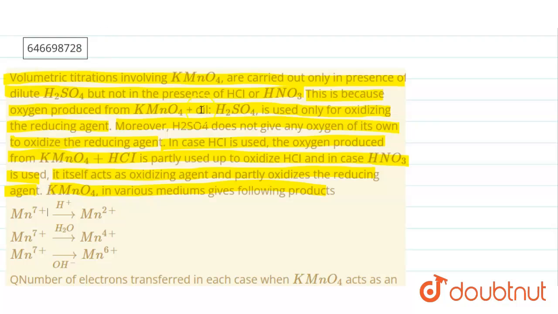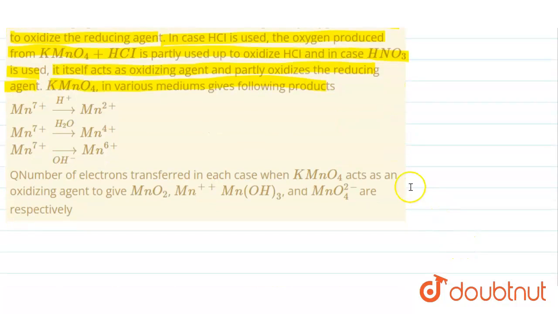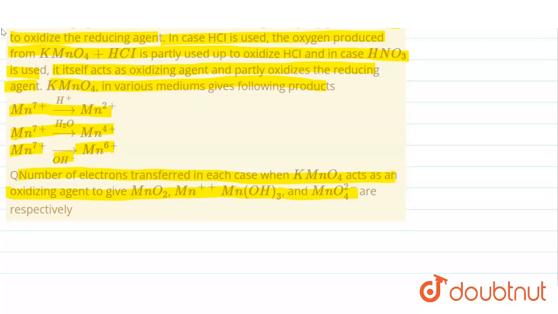So first we have Mn+7 in presence of H+ converts to Mn2+. Mn+7 in presence of H2O converts to Mn4+, and Mn+7 in presence of basic medium becomes Mn6+. Number of electrons transferred in each case when KMnO4 acts as an oxidizing agent to give MnO2, Mn2+, Mn(OH)3 and MnO4 2- are respectively.